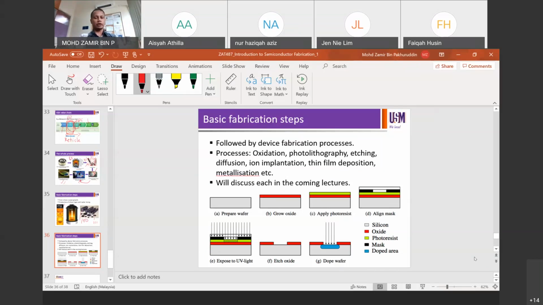The moment you have cut your ingot into wafers, the wafer is going to be clean. So you start off with a clean bare wafer, and then we grow oxide using the oxidation process, a very thin oxide. This oxide is usually used for gate oxide or pad oxide, depending on the device architecture. Then we need to apply photoresist.